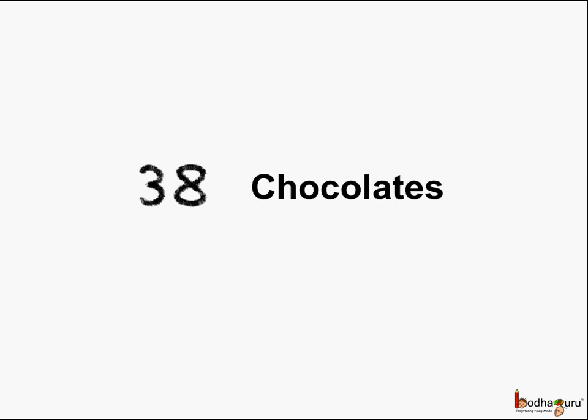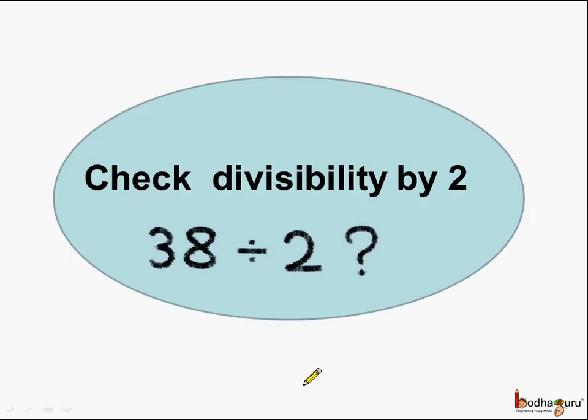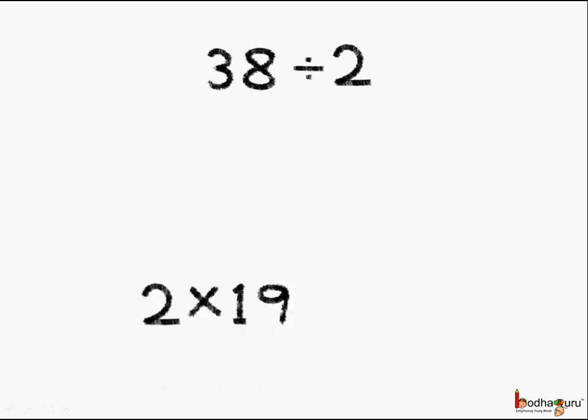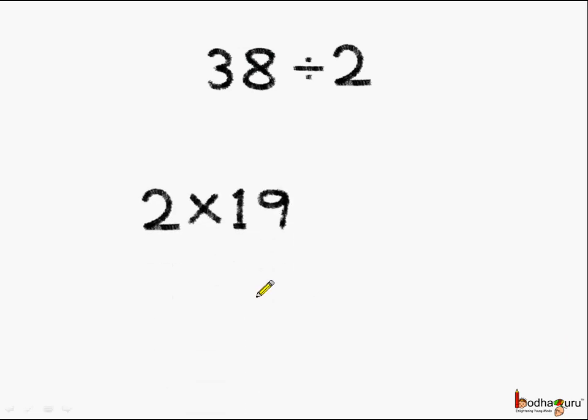Aman's father gave him 38 chocolates and asked him to share them amongst his friends such that all the friends get an equal number of chocolates and none is left with Aman. He wanted to check if the number is divisible by 2 or not. For this, he started writing down the table of 2. So, 38 divided by 2. Here, 2 times 19 is equal to 38.